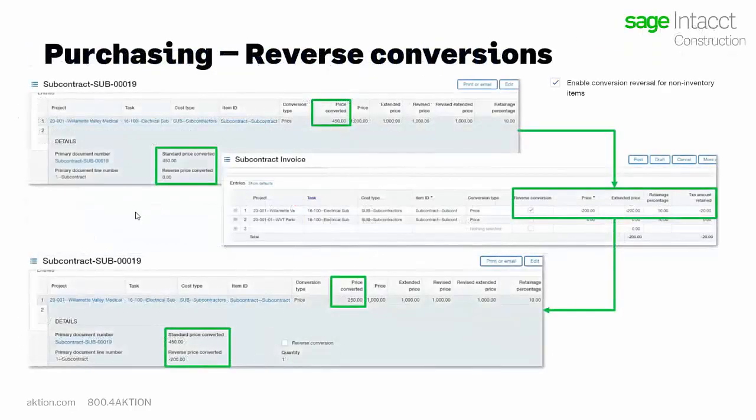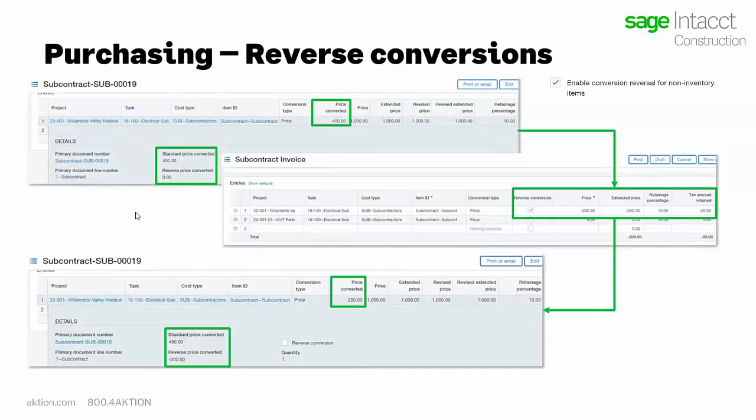In this example here, you can see that the price converted is $450, and let's say there is a credit amount for $200. If you reverse this conversion and add in a negative $200, you can see on that last screenshot there that the price converted is now $250. And if you show the details on that screen, you'll be able to see, okay, I originally had that $450 and I have converted $200 of that out.